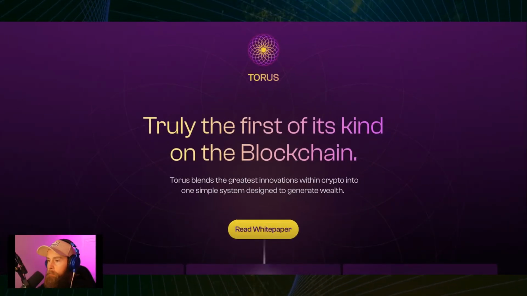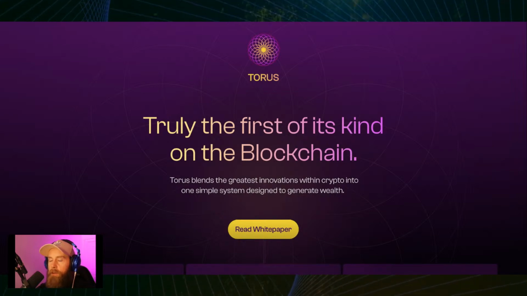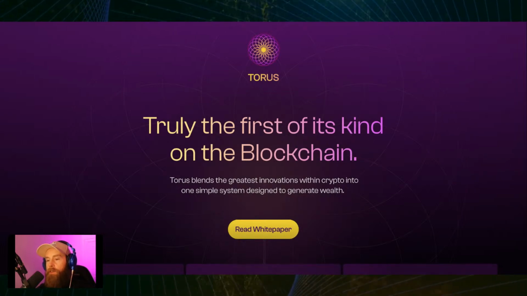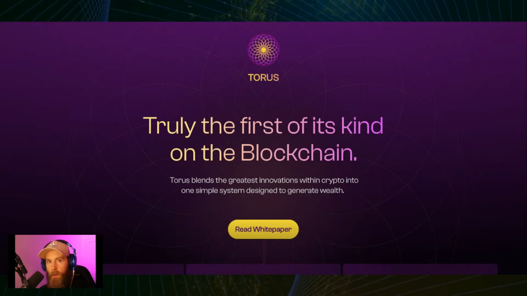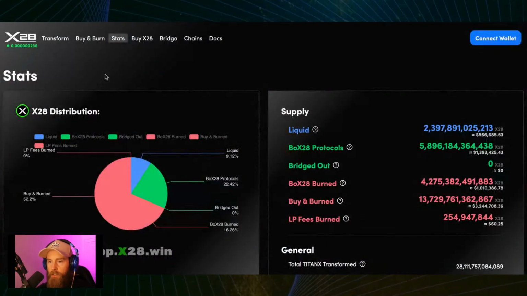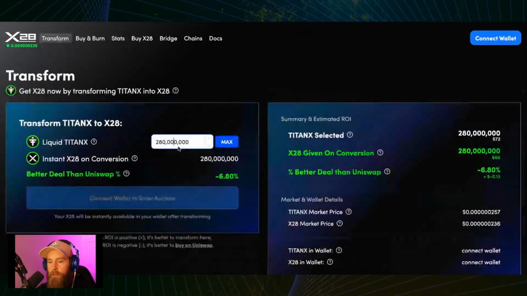I like this better. So for TORUS, the way it was originally designed was to be built on top of X28. And I'm actually going to bring it up right now. So how the buy and burn, or how the liquidity setup was originally routed, was you'd have X28 and you'd have TORUS, and that would be your pair. Now, if you don't know what X28 is, X28 is a one-to-one version of Titan X that is omni-chain. So you could come here to X28.win and transform your Titan X to X28.